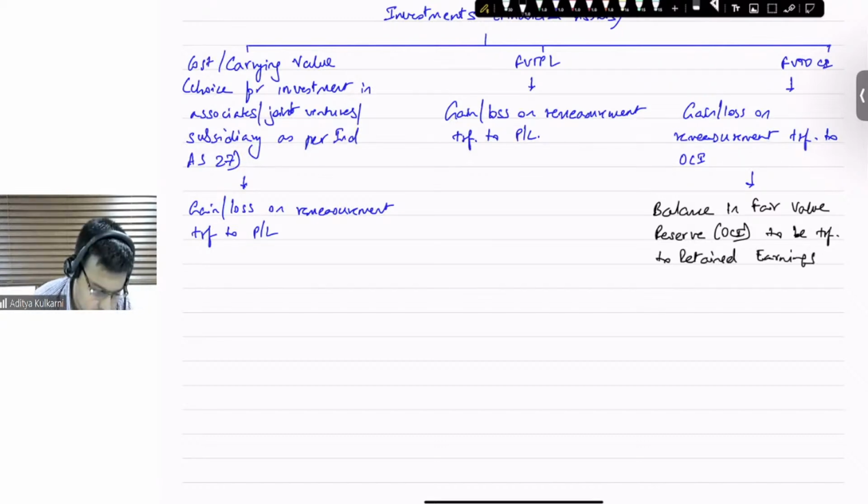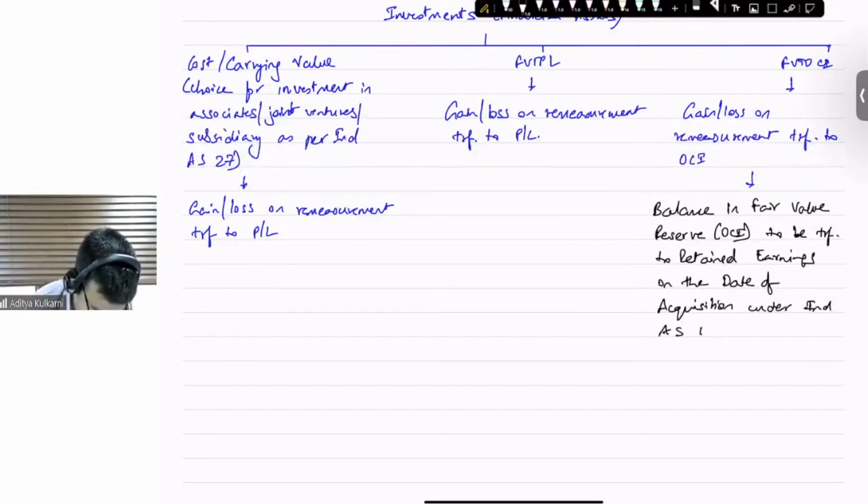To be transferred to retained earnings on the date of acquisition under Ind AS 103.